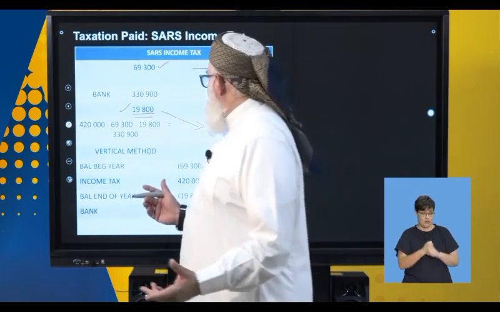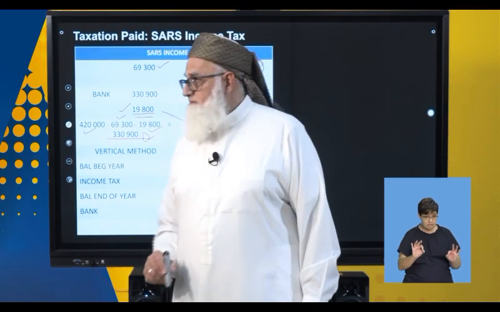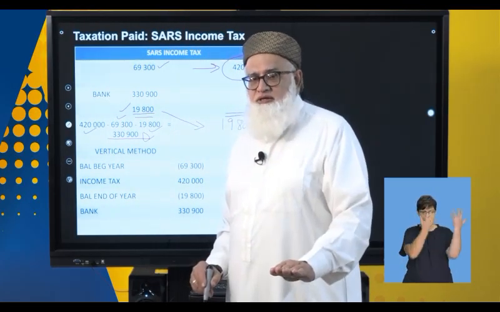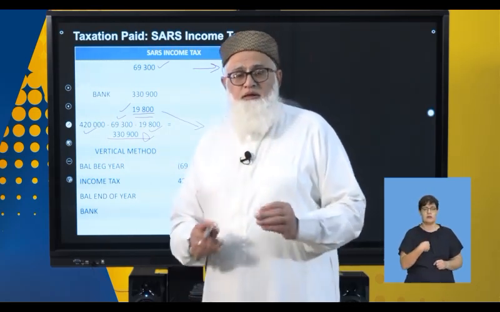Now look at my calculation. You start off with the 420,000. On the opposite side, which means you're subtracting in accounting, minus 69,300, minus 19,800, and voila, I've got my bank figure. How much taxation have I paid? I've paid a value of 330,900. Got it?